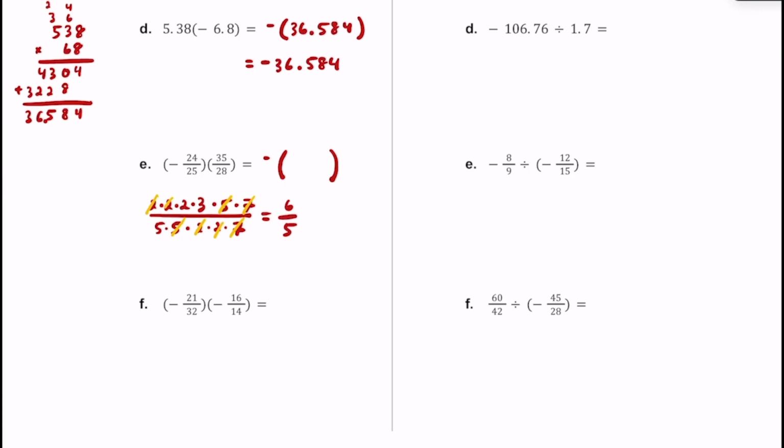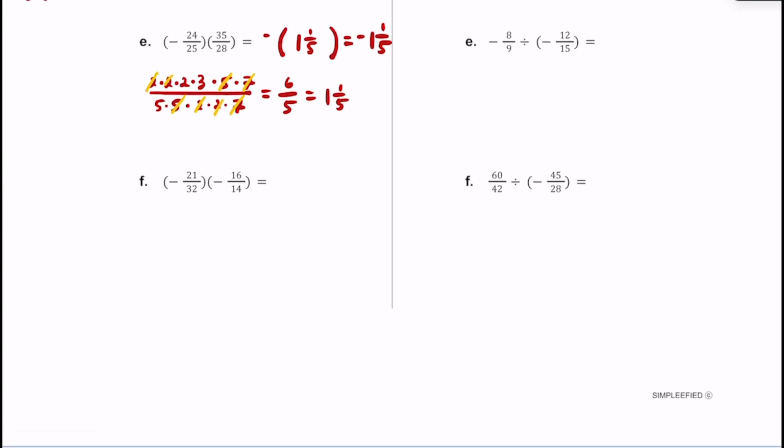And we have a 5 left on bottom, so this is 6/5 or 1 and 1/5. So we have the opposite of 1 and 1/5. And so the answer here is just -1 and 1/5. For f here, looks like this one we have a negative fraction times a negative, so the answer is going to be the negative of the negative, or the opposite of the opposite here.